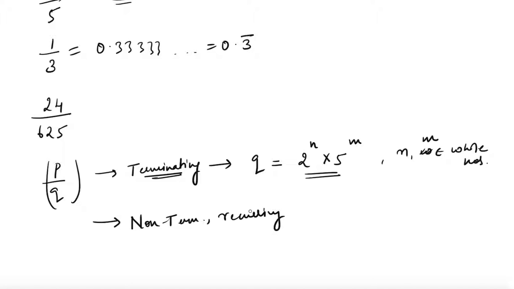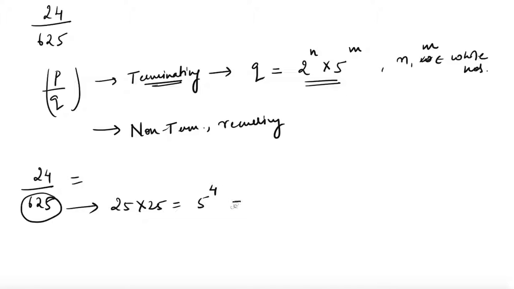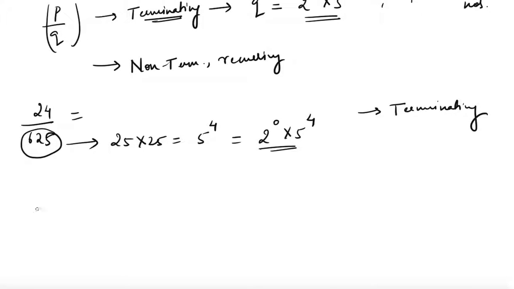Fine. Let us take some examples so that this will be much clearer. Let us take the same case, 24 divided by 625. Let us concentrate on 625. What is 625? 25 into 25, which is nothing but 5 to the power of 4, which can be written as 2 to the power of 0 into 5 to the power of 4. Condition satisfied, 0 and 4 both are whole numbers, and 625 has only these factors, hence this will be a terminating decimal expansion.